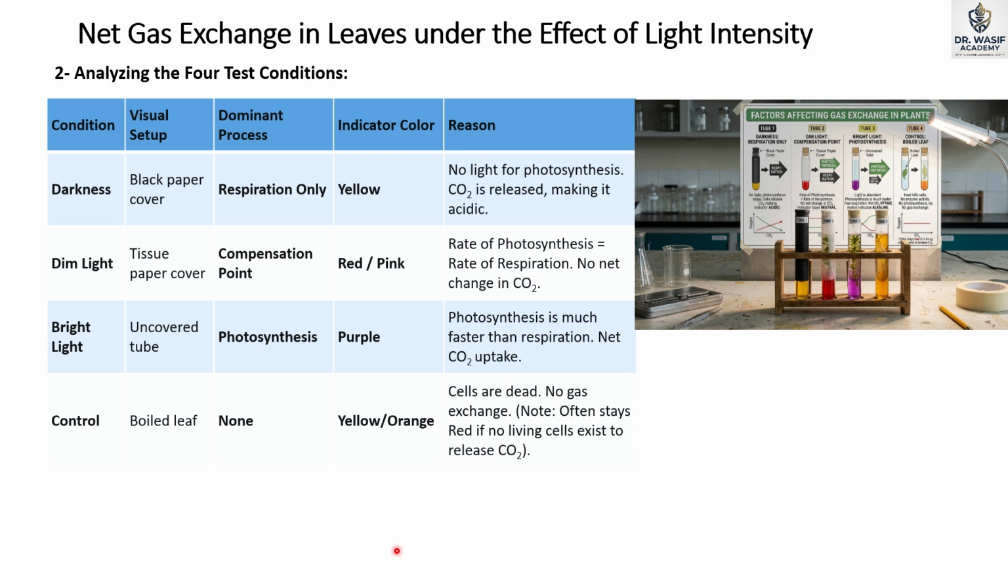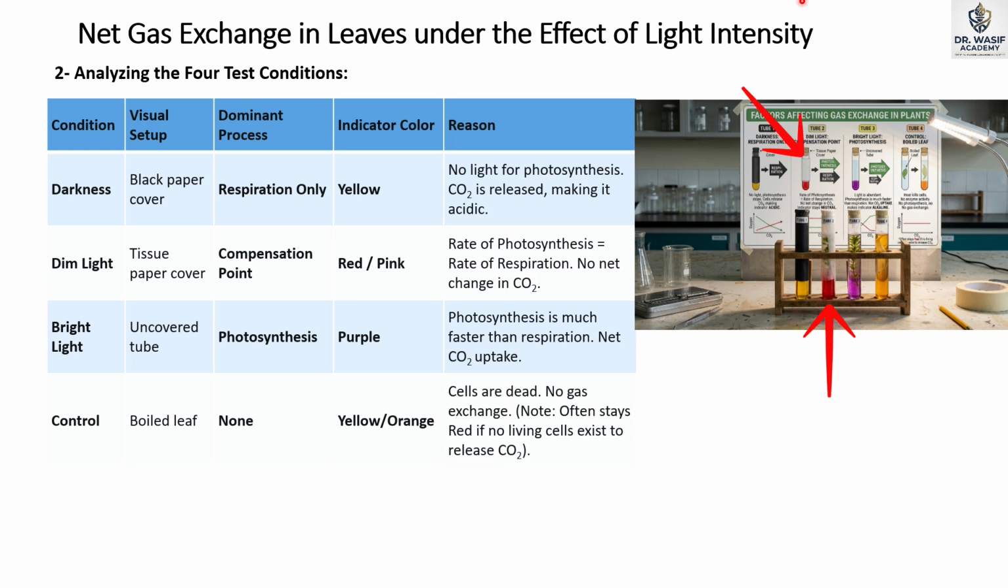In the first tube, we cover it with black paper to create total darkness. Here, photosynthesis stops, but the leaf continues to respire. That is, carbon dioxide is released, the solution becomes acidic, and the indicator turns yellow.